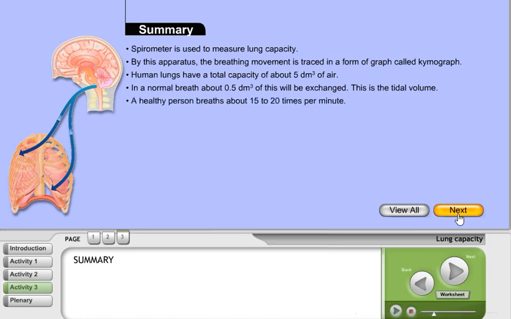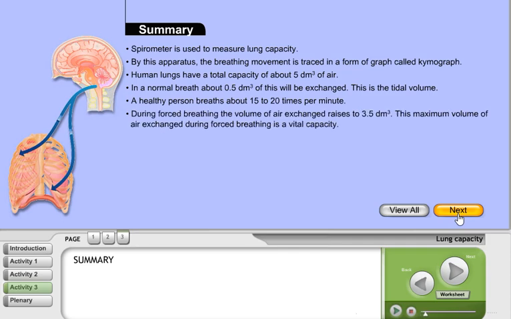A healthy person breathes about 15 to 20 times per minute. During forced breathing, the volume of air exchanged raises to 3.5 decimeter cube. This maximum volume of air exchanged during forced breathing is a vital capacity.